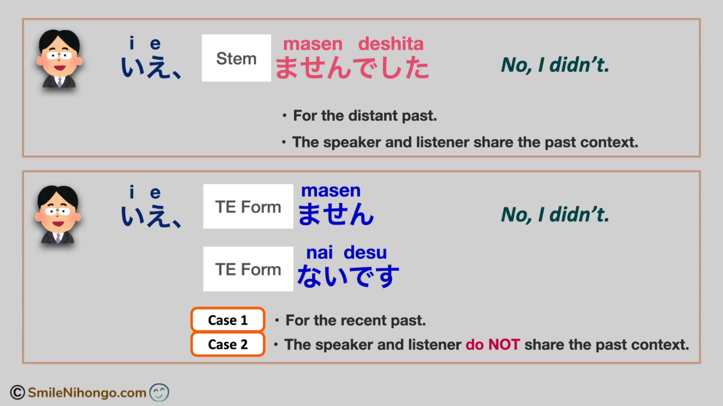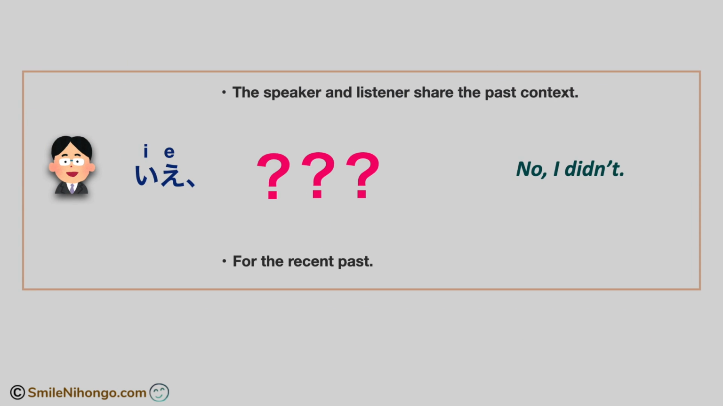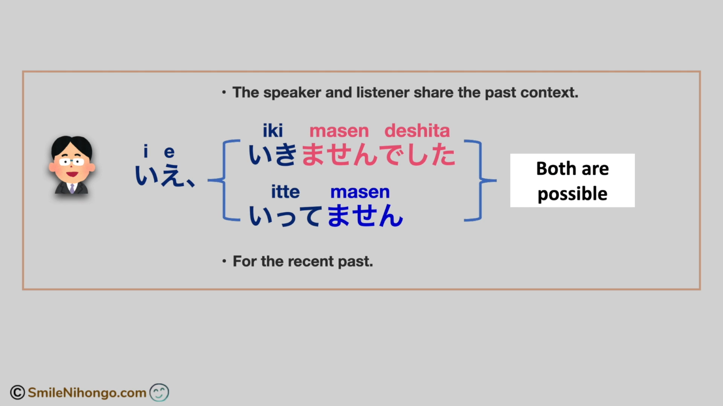You may be wondering, well then, what about the case when two people are talking about the recent past and they do share the past context? For instance, one person is asking the other person if he went to a workshop the day before and both of them knew about the workshop. Then, both versions are possible. Some Japanese people will choose ませんでした and the others will choose てません.